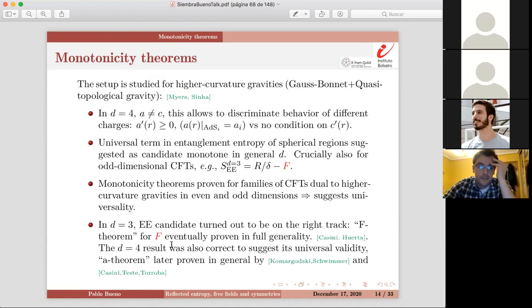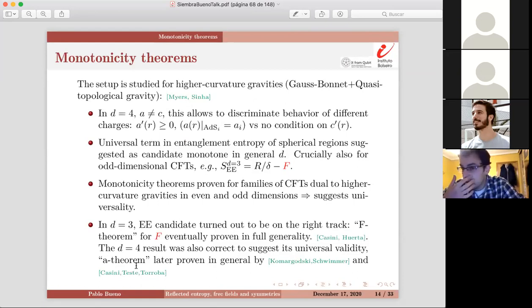And similarly, in 4 dimensions, the result was also correct, because the A theorem involves the charge A, but does not involve the charge C. And this was proven later in general by Komargodski and Schwimmer, and again using entanglement entropy by Casini, Testé, and Torroba. So this is my first example, and now let's move to the second.